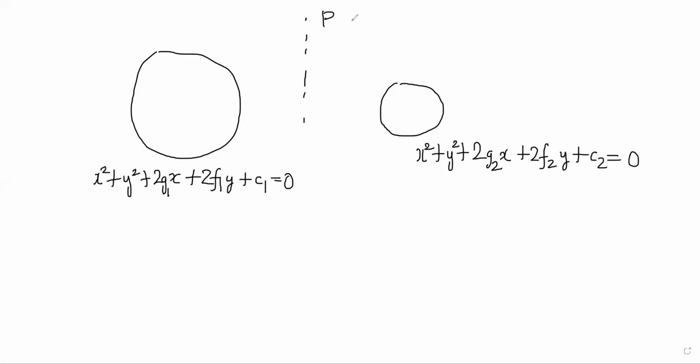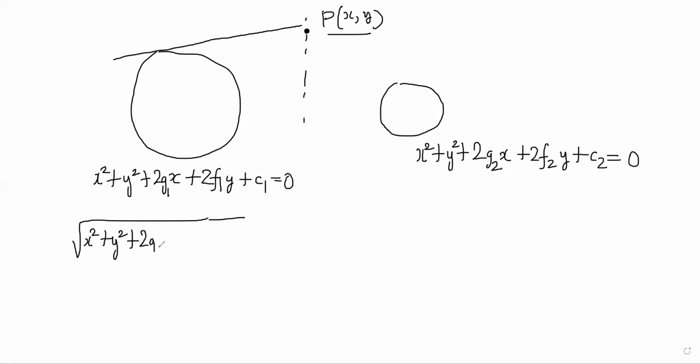So what will be that set of points? Let's call it x comma y, one point like that. The length of the tangent from here to this circle, we know, is the root of putting x, y in this equation, right? Let's say the length comes out to be this, and that should be equal to the length here, which should be the root of that.